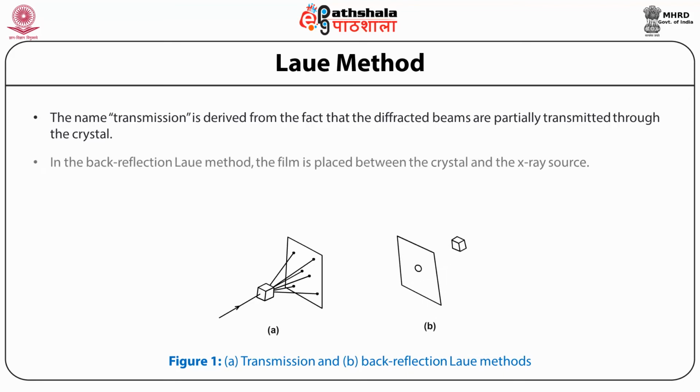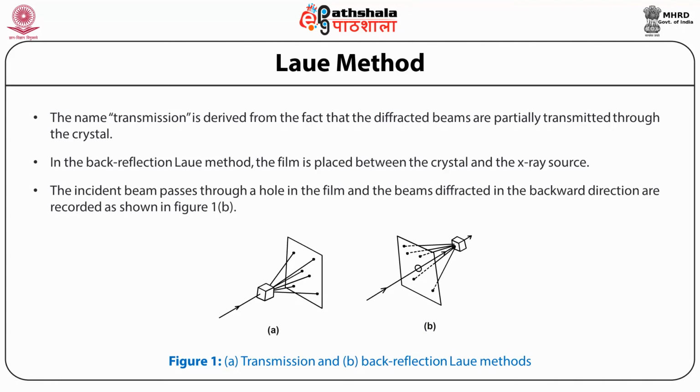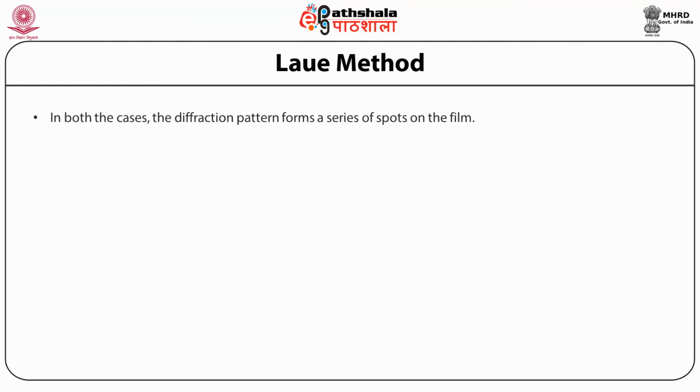In the back reflection Laue method, the film is placed between the crystal and the X-ray source. The incident beam passes through a hole in the film and the beams diffracted in the backward direction are recorded, as shown in figure 1b. So in figure 1, you can see the transmission and back reflection Laue methods. In both cases, the diffraction pattern forms a series of spots on the film.